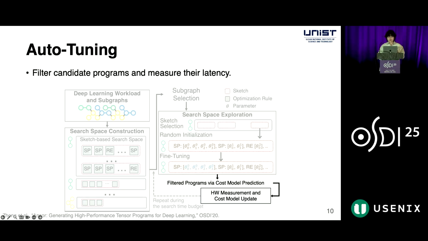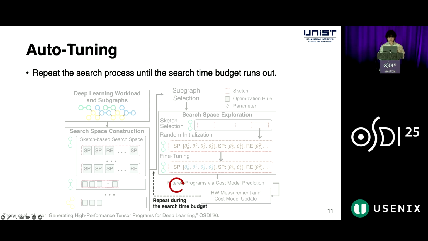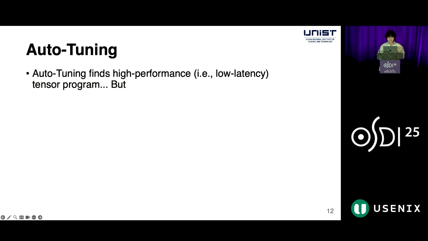The generated program candidates are first filtered by the cost model, and then the selected ones are measured on the target hardware. This whole process keeps repeating until the search time budget runs out. This process enables auto-tuning to find high-performance tensor programs, for example, low-latency tensor programs.